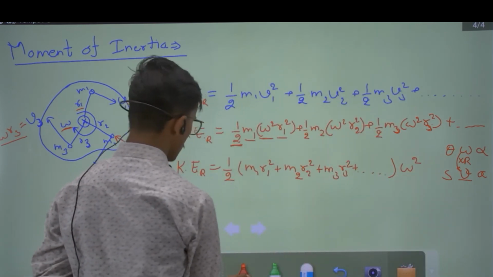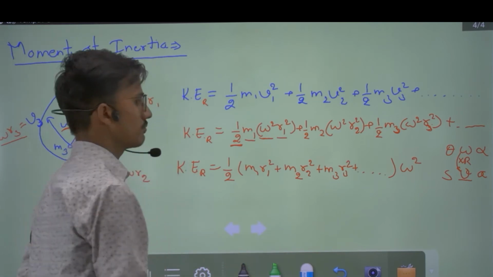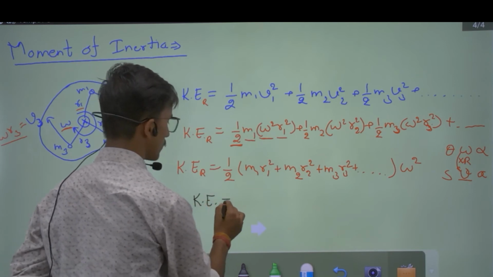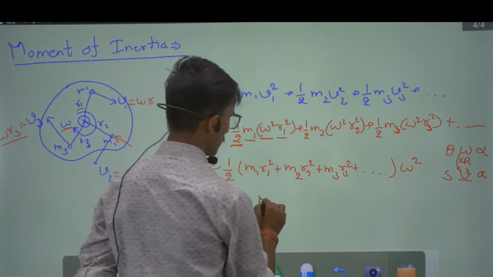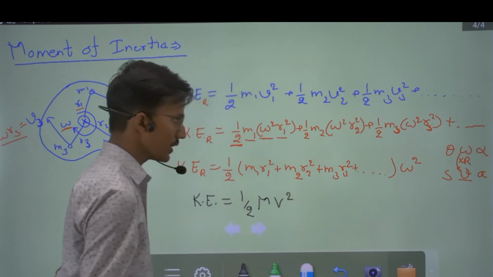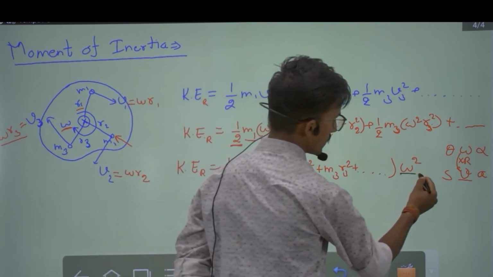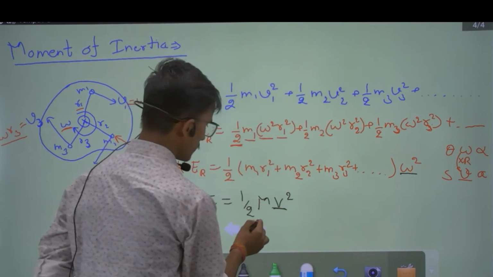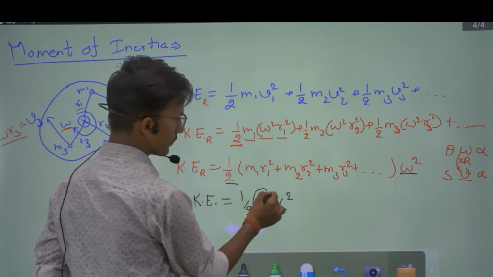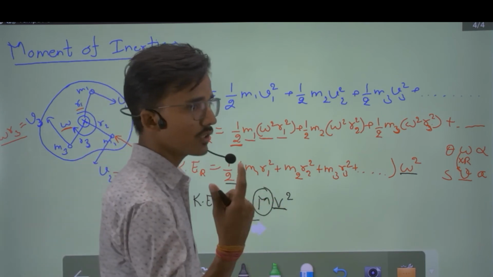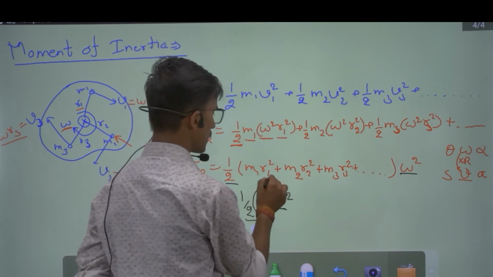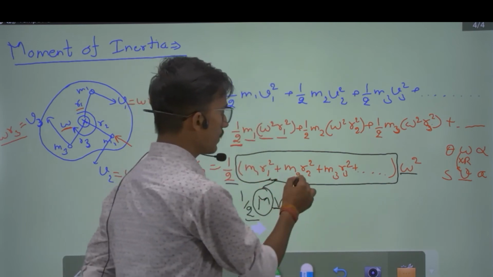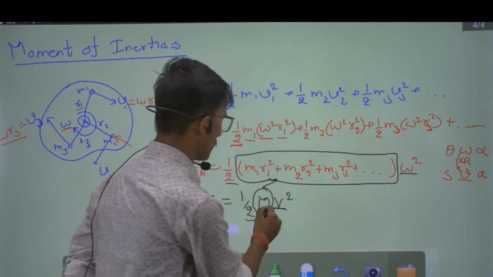Now compare this rotational kinetic energy with the normal kinetic energy that we know. Kinetic energy is equal to half m v square. Here, v is replaced by omega, that is angular velocity. So this was the velocity in translation motion, and this half is there. Now m is mass in translation motion, and here m is replaced by this whole term. So in rotational motion, this term will work as the mass.